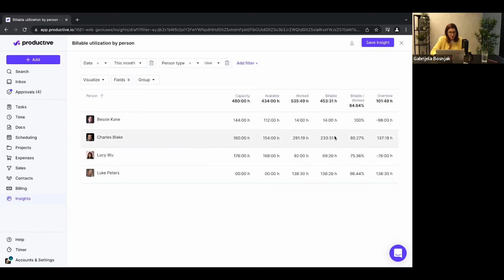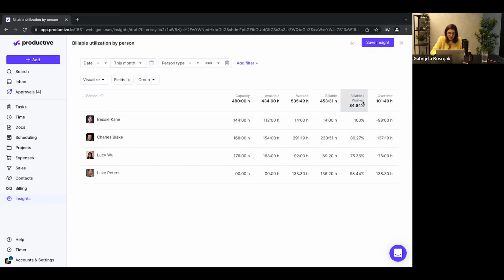Then to actually track utilization, most of the companies compare, out of the hours that Charles has worked, how many were billable, and they put those two in a ratio. So the ratio here, or the utilization itself, is 80%. Okay, Charles was 80% utilized because he worked 233 billable hours from the sum of total hours that he did.